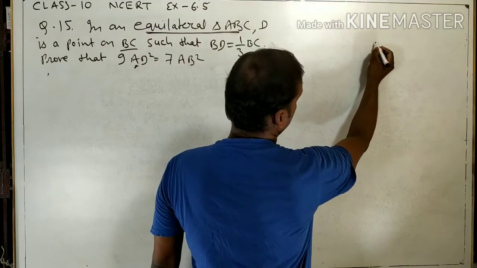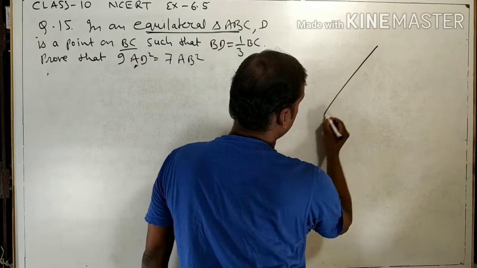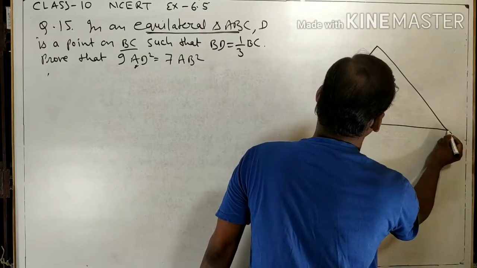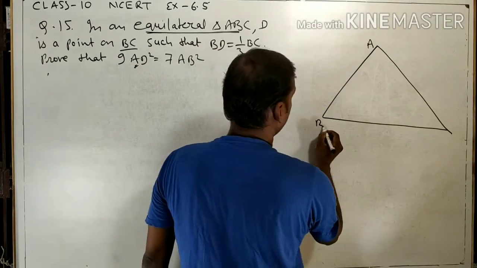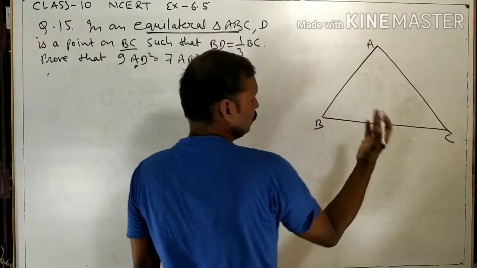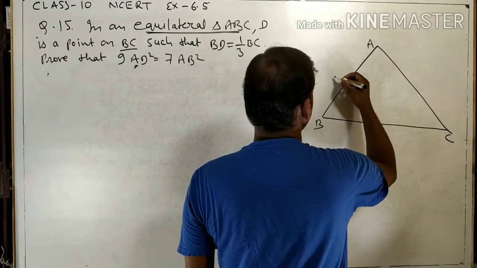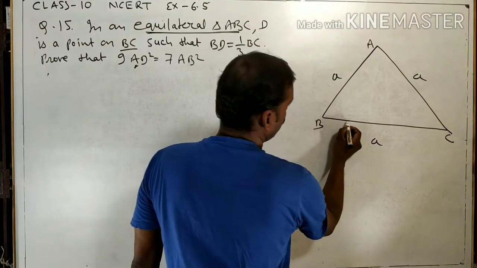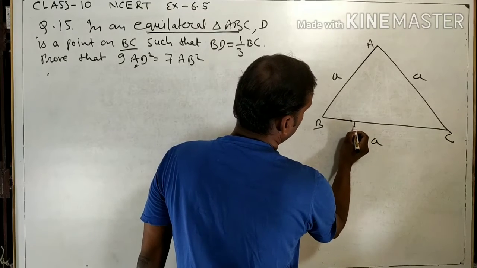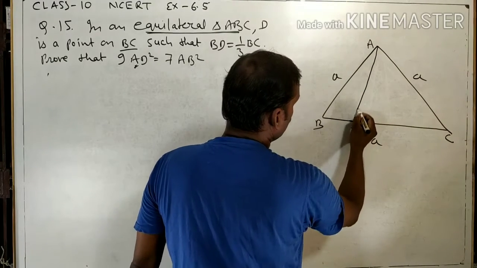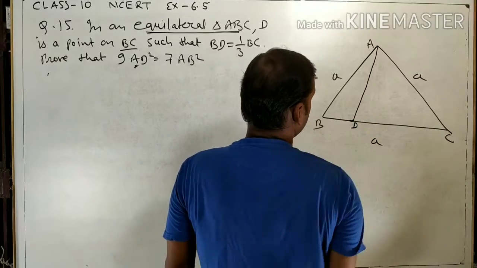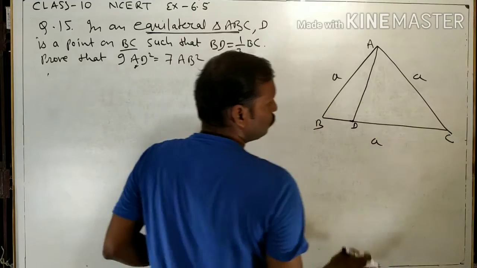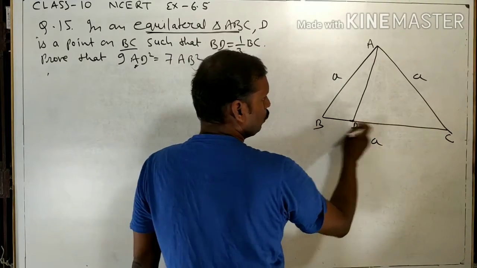So first we need to draw an equilateral triangle. Suppose that this is equilateral triangle ABC. So in an equilateral triangle we know that each side is equal. So suppose that this is A, this is also A and this is also A. So D is a point on side BC such that BD equal to 1 by 3 BC.